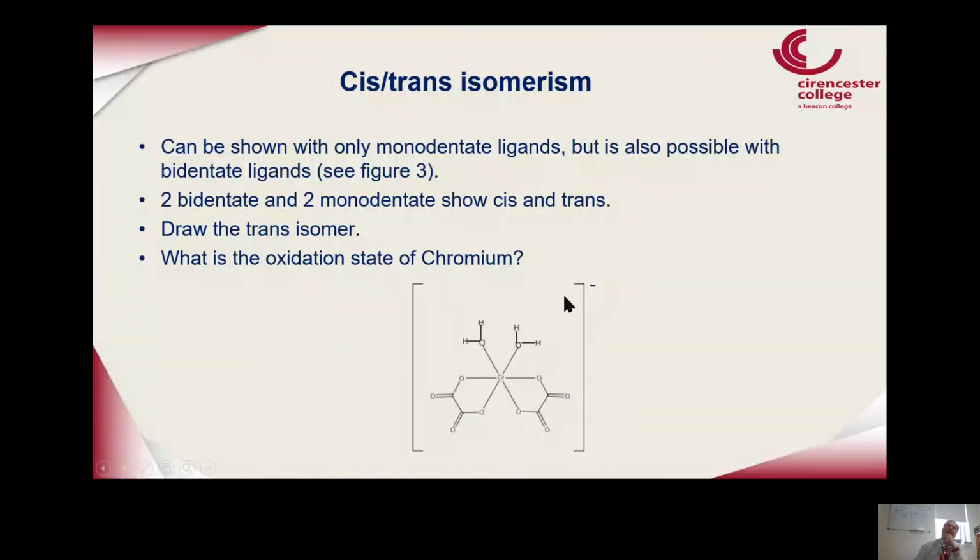Oxidation state of chromium. So this is -1. Well, water is 0, so they're not going to affect it. But these two here are again ethandioate ions, but from ethandioic acid. -1, -1, -1, -1. So that's -4. If this is -1 overall, the chromium must be +3.